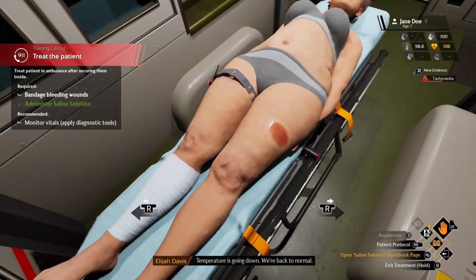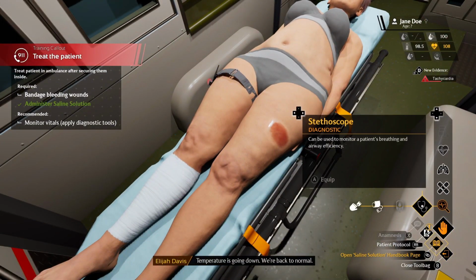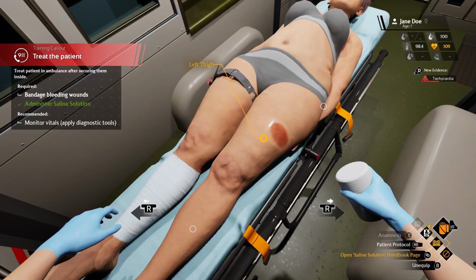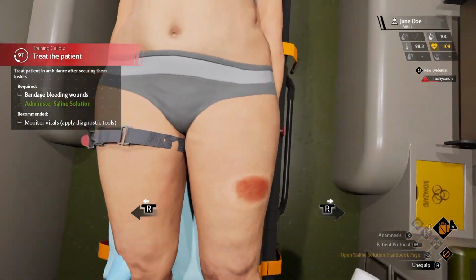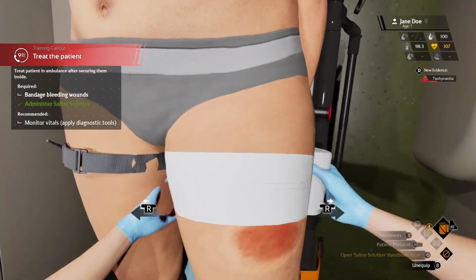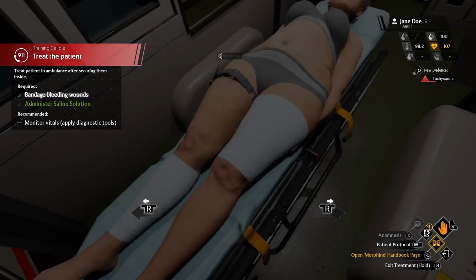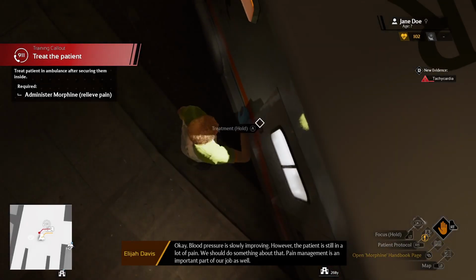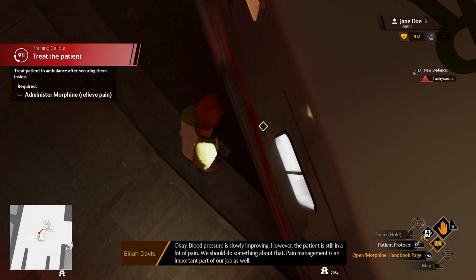Temperature's going down. We're back to normal. Okay, blood pressure is slowly improving. However, the patient is still in a lot of pain. We should do something about that. Pain management is an important part of our job as well.